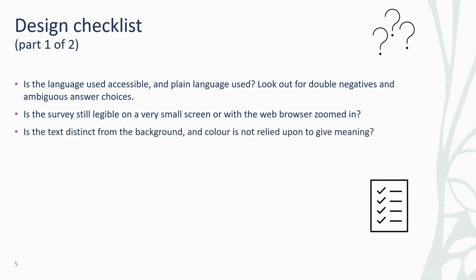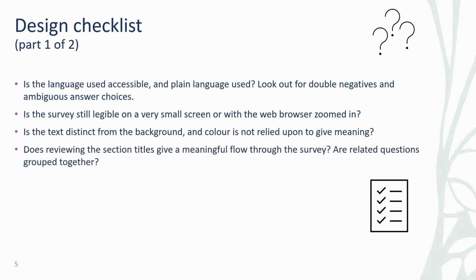Is the text distinct from the background and colour is not relied upon to give meaning? Colours must have sufficient contrast. When colours of low contrast are used together, it is more difficult to see and understand what is displayed. Whilst SurveyOptic addresses colour contrast issues within the themes that are designed for your system, it is important to have an awareness of this, particularly if incorporating custom media into a survey.